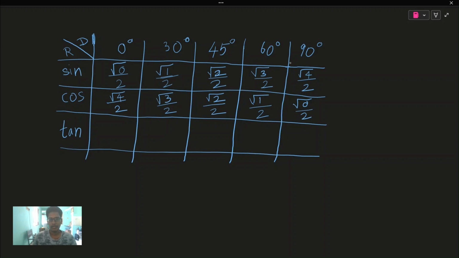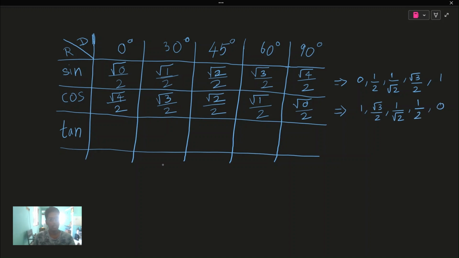So you deduce that the values are 0, 1 by 2, 1 by root 2, root 3 by 2 and 1 respectively, and in cos the reverse: 1, root 3 by 2, 1 by root 2, 1 by 2 and 0.